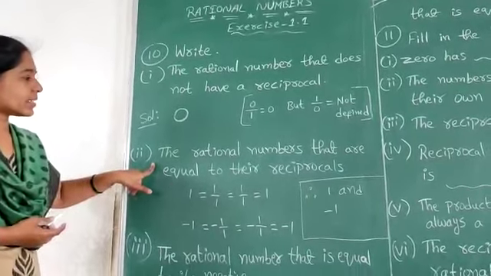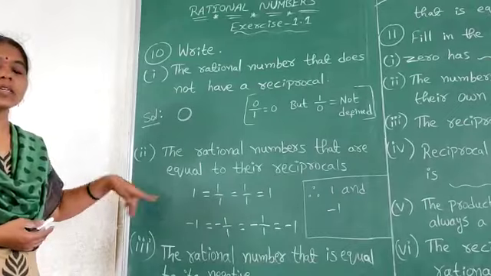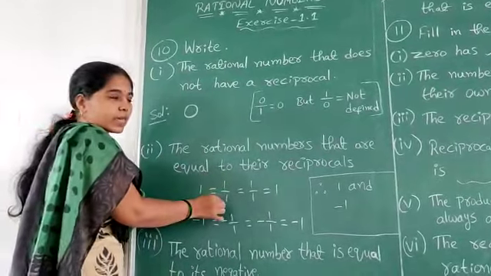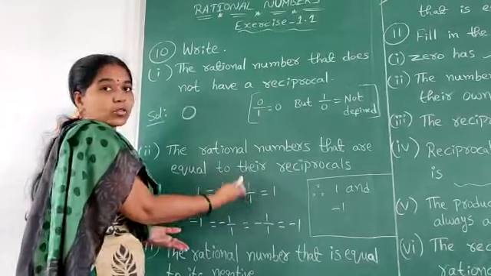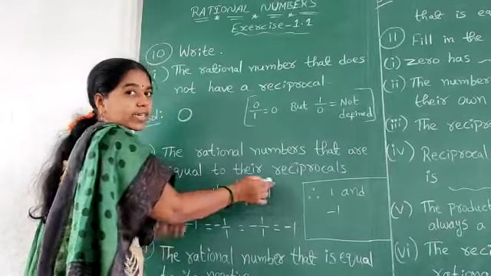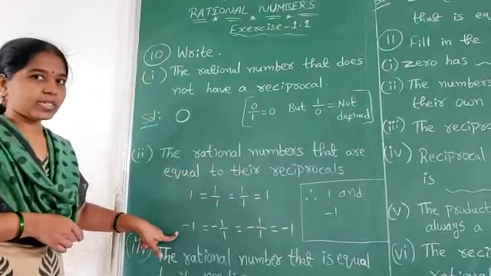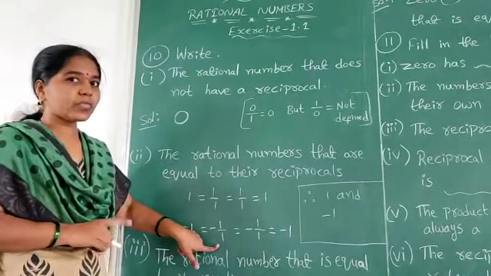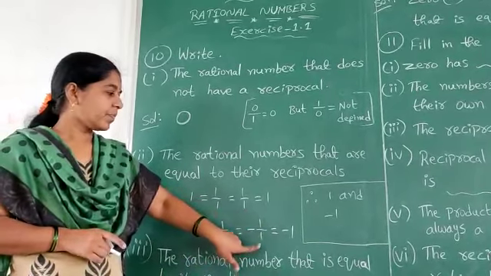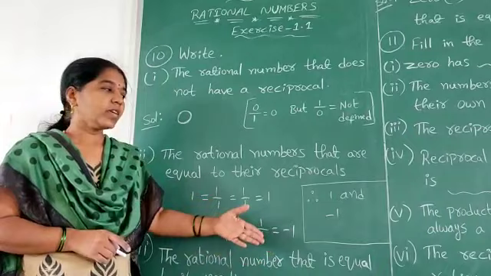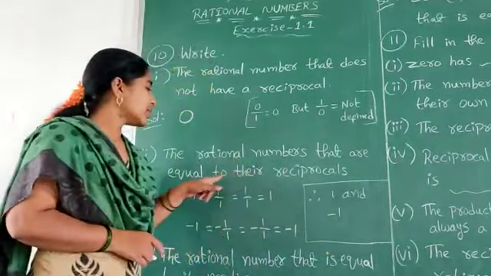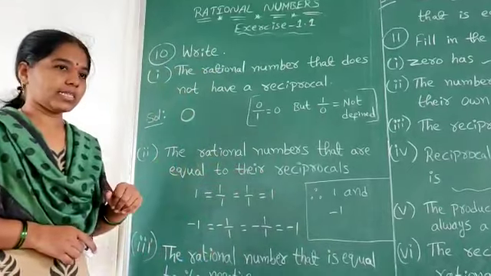Next, the rational numbers that are equal to their reciprocals. Which numbers are equal to their reciprocals? 1 can be written as 1 by 1. The reciprocal of 1 by 1 is again 1 by 1, which is nothing but 1 itself. Next, consider minus 1. Nothing is in the denominator, means 1 can be taken. The reciprocal of minus 1 by 1 is minus 1 by 1, which is equal to minus 1. Therefore 1 and minus 1 are the rational numbers that are equal to their reciprocals.